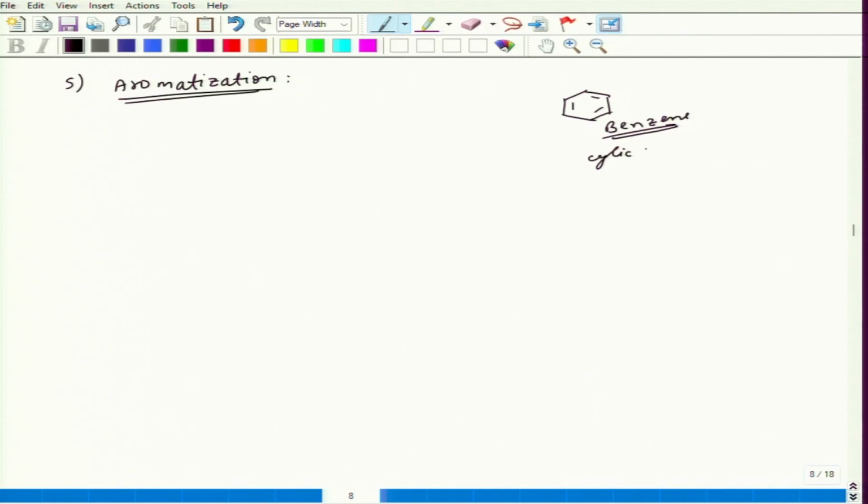A cyclic ring with pi delocalization of electrons. This pi delocalization means the alternating pi and sigma bonds. For now, remember this line.